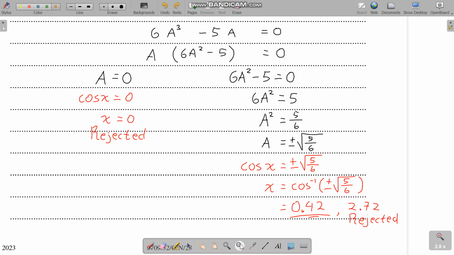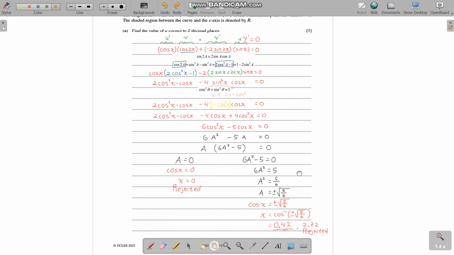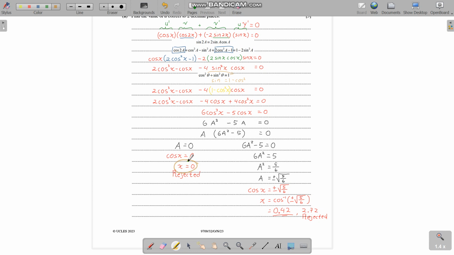In case you are wondering why they are rejected, as you can see here, the a is supposed to be not 0, and this is pi, so this is supposed to be around pi over 2, symmetrical. So this a must be smaller than pi over 2, so smaller than 1.5 something. 3.14 divided by 2 is 1.6, around that. So it's got to be not 0, rejected, and also not bigger than 1.6. So this is the only possible value of x.